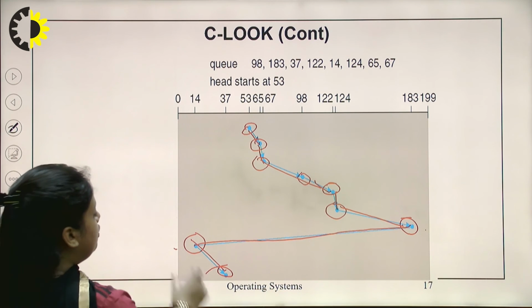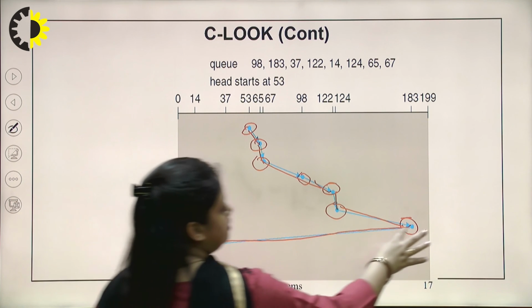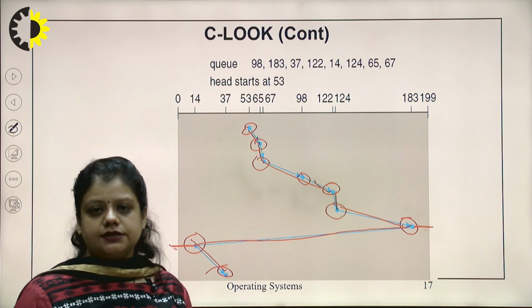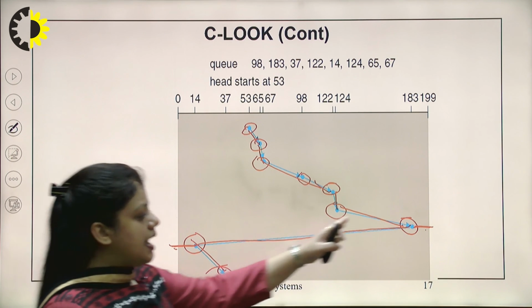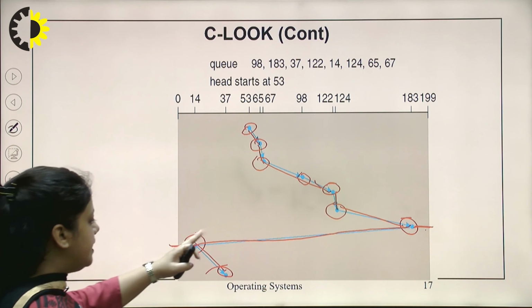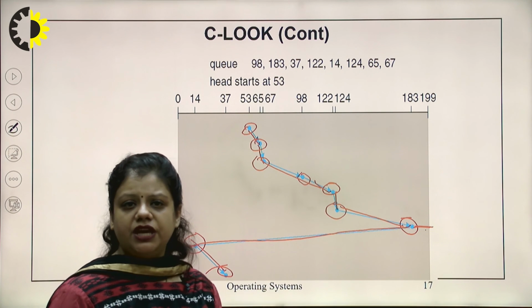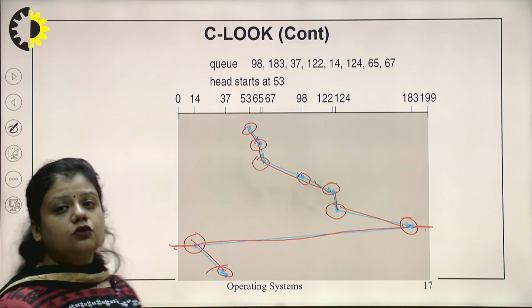So here the only difference is we are avoiding the extra delay of moving to the end of the disk. We only move up to the last request, reverse direction, come up to the first request, and then service the remaining ones. So this is circular LOOK.